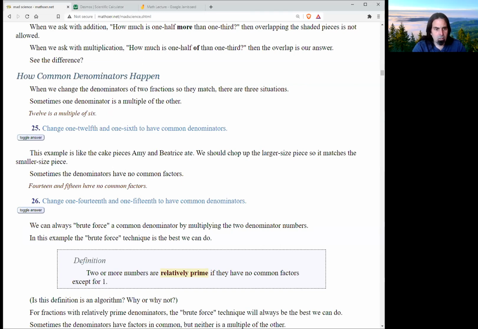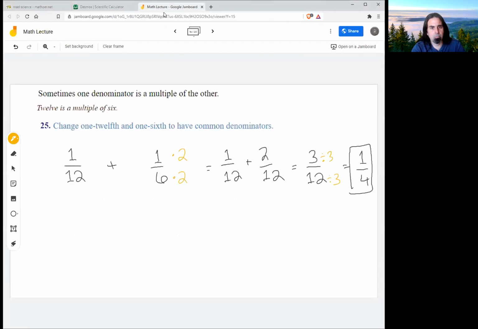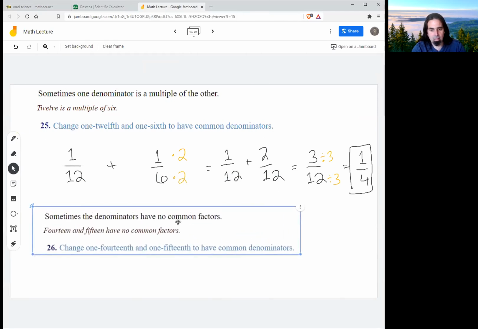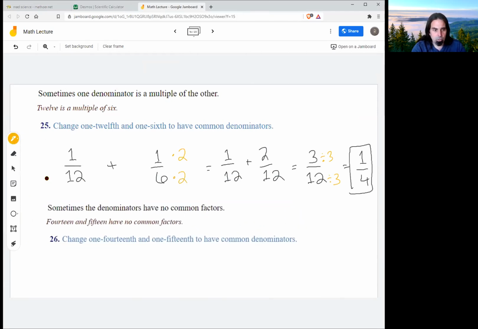Sometimes the denominators have no common factors. So if I have a 14th and a 15th, then 14 and 15 don't have anything in common, except for one. This is 2 times 7, this is 3 times 5. Yeah, they don't share anything.